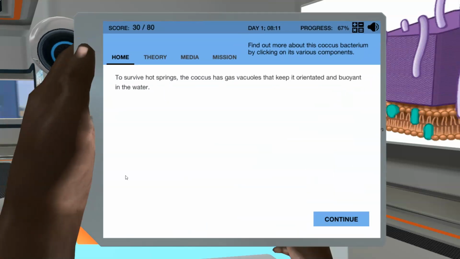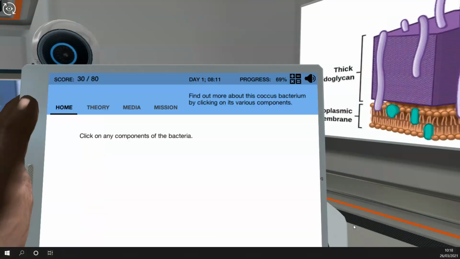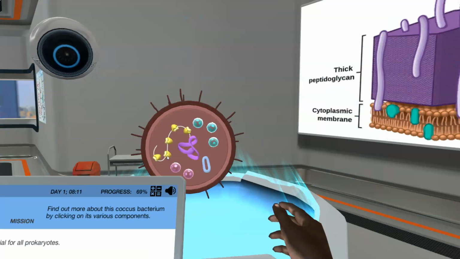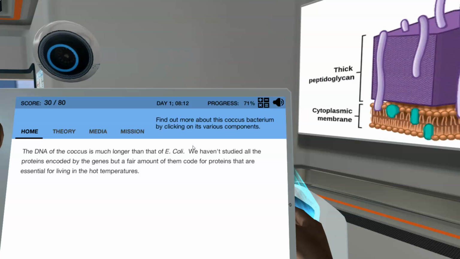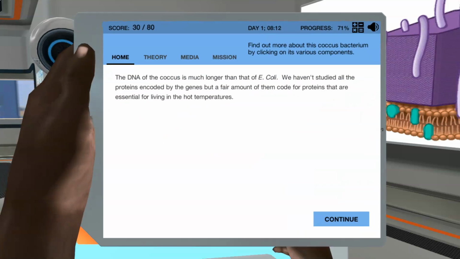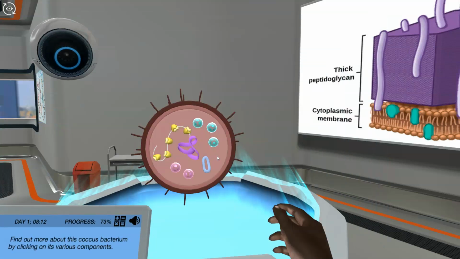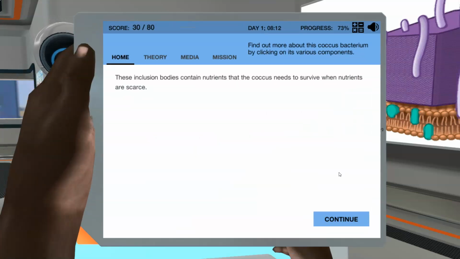To survive hot springs, the coccus has gas vacuoles that keep it orientated and buoyant in the water. These are 70S ribosomes essential for all prokaryotes. The DNA of the coccus is much longer than that of E. coli. We haven't studied all the proteins encoded by the genes, but a fair amount of them code for proteins that are essential for living in the hot temperatures. These inclusion bodies contain nutrients that the coccus needs to survive when nutrients are scarce.